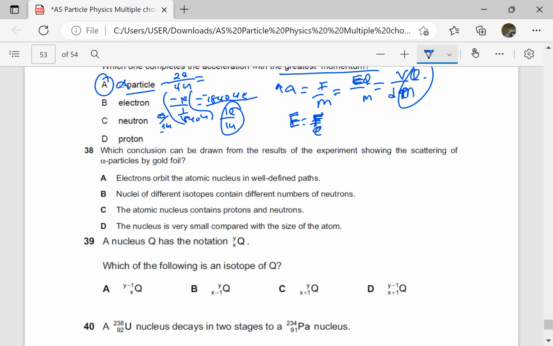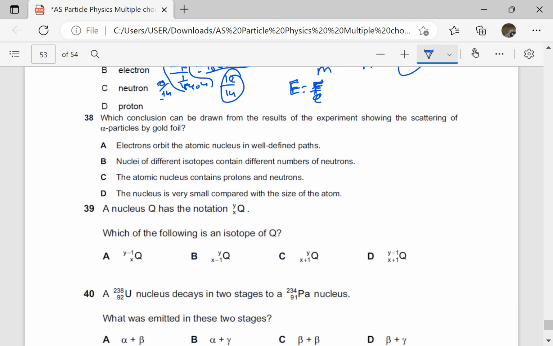Which conclusion can be drawn from the results of the experiment showing the scattering of alpha particles by gold foil? Electrons orbit the atomic nucleus in well-defined paths. We can't conclude that. Nuclei of different isotopes contain different numbers of neutrons. We cannot conclude that. The atomic nucleus contains protons and neutrons. We cannot conclude that using the alpha scattering experiment. Other experiments are needed. The nucleus is very small compared with the size of the atom. That is true. The nucleus occupies a very small volume.